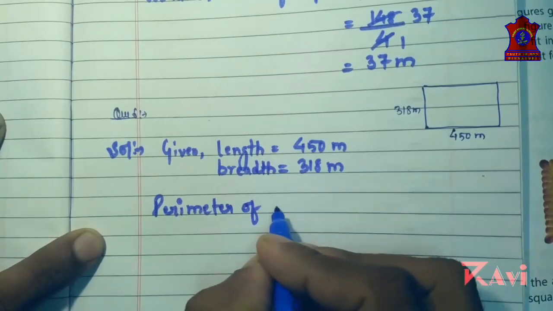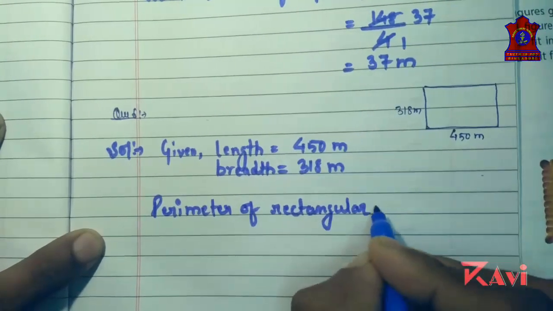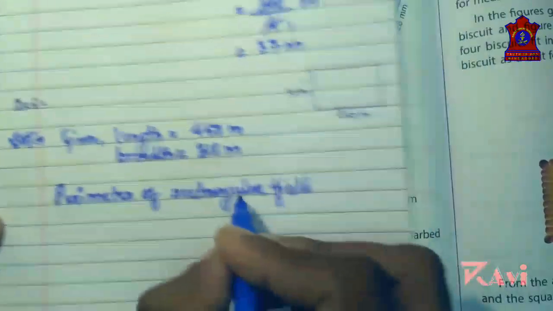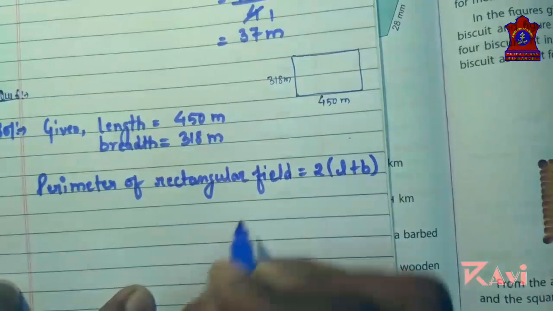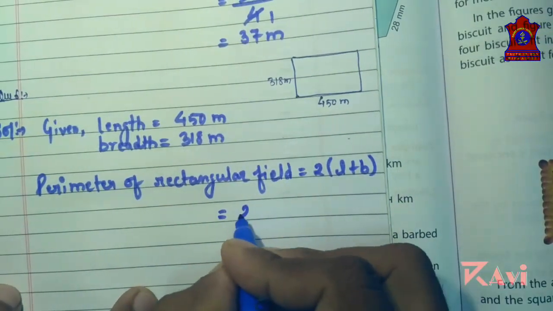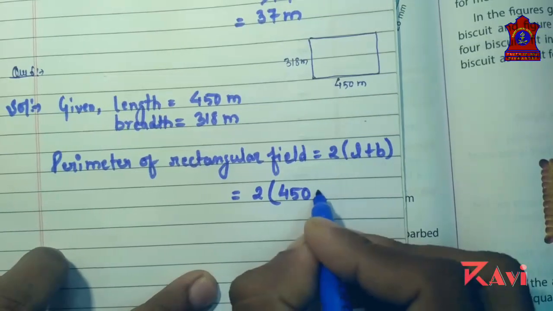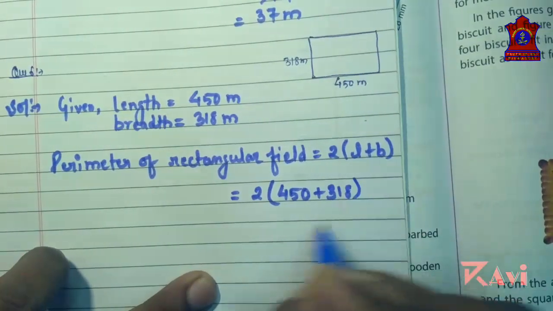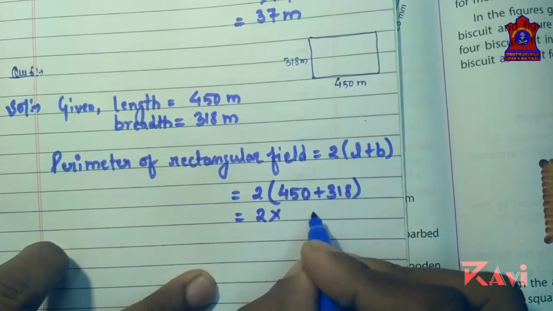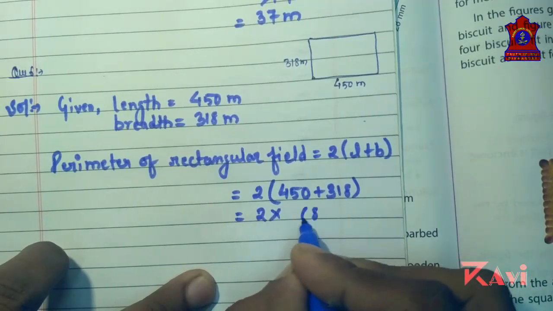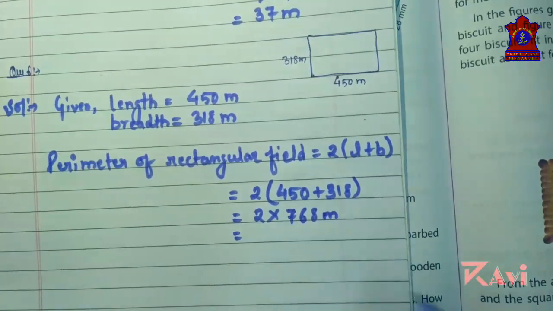Perimeter of rectangular field equals to, what is the formula? 2 into length plus breadth. The formula is 2 into length plus breadth. Now write 2 into, what is the length? Length is 450, and what is breadth? 318. Now add these two. Okay, so 8 plus 0 is 8, 5 plus 1 is 6, 4 plus 3 is 7. 768 meter. This is meter.